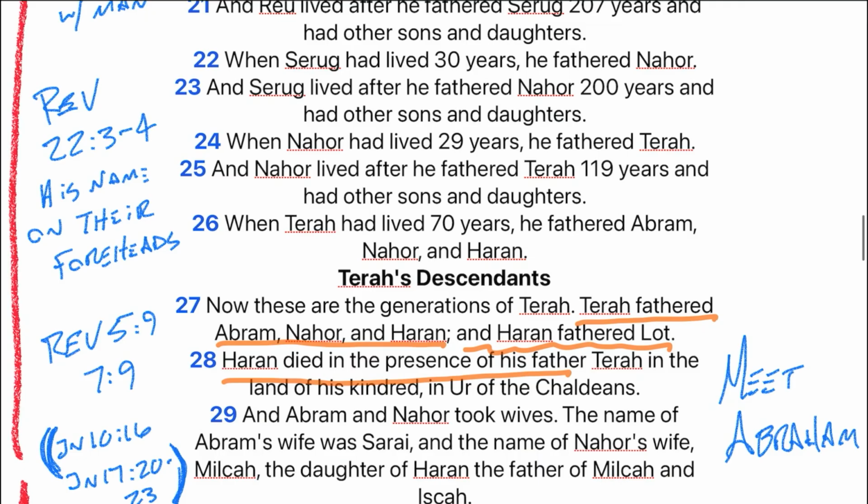Now remember, what was the second thing they wanted to do? They wanted to make a name for themselves. And in Revelation 22, 3 and 4, the Bible says that God has gathered all these people together and he has put his name on their foreheads.